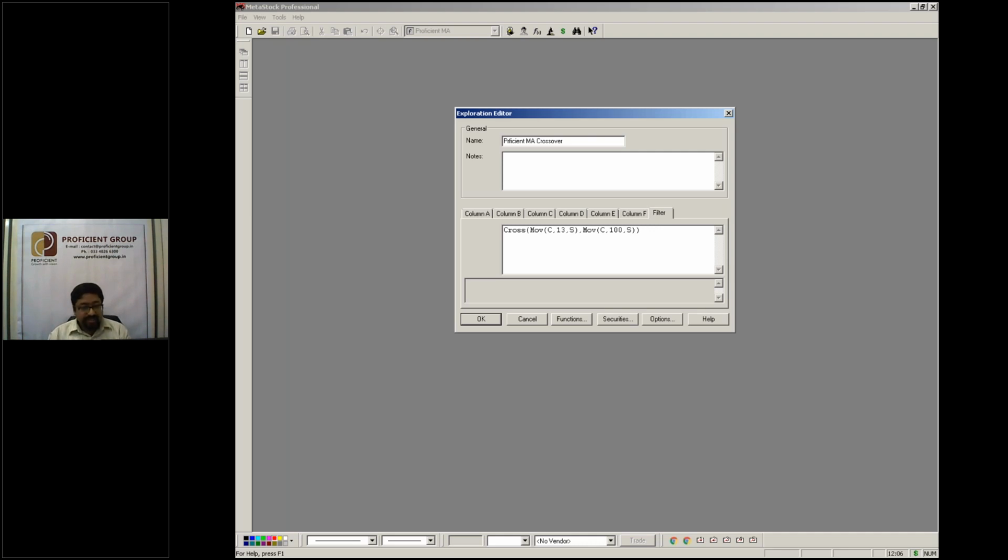Cross is a particular function in MetaStock that is used to find out the crossover of two indicators. Here we are using the moving averages as the two indicators. After the cross, there will be a bracket, parenthesis, and within the bracket, there will be two other indicators. Now, I have written the 13-day moving average first and the 100-day moving average later. That means the 13-day moving average will be at the top. That means whatever I want to be on the top, I have to write it first.